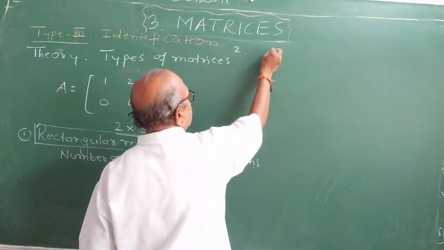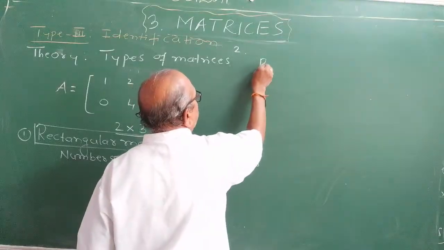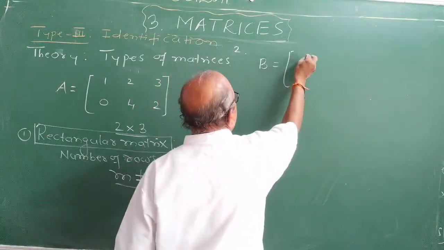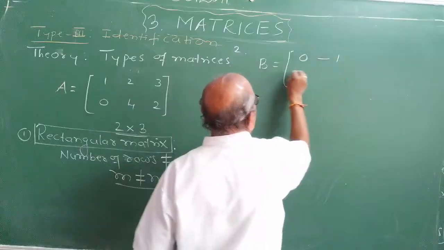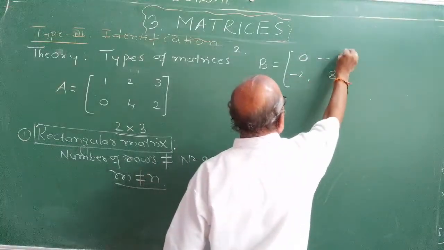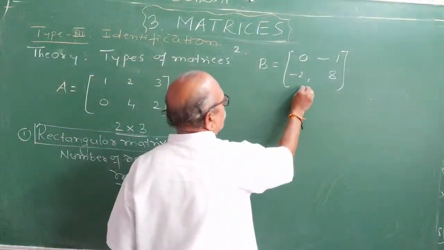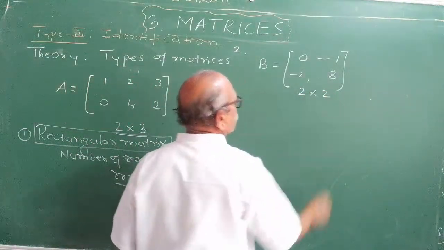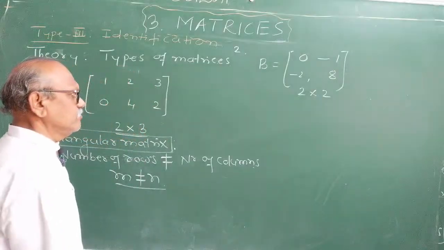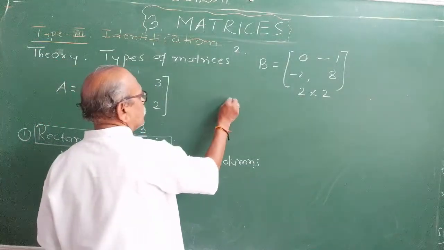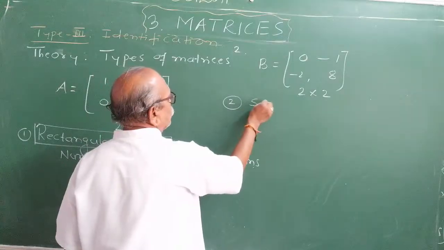The second type of matrix I will give you. I will take a matrix here, say B, containing elements 0, -1, -2, 8. Observe. How many rows and how many columns are there? 2 by 2. Can you observe? A 2 by 2 matrix is called a square matrix. What is it called?